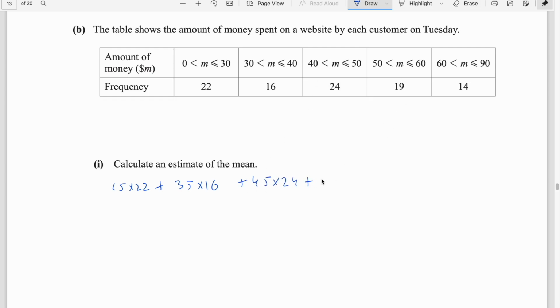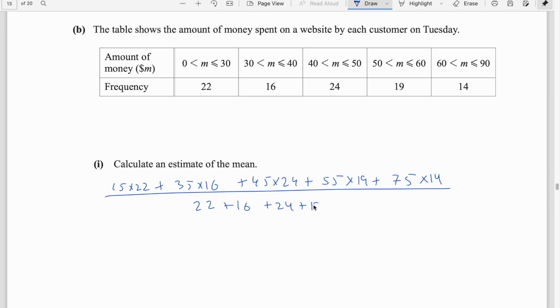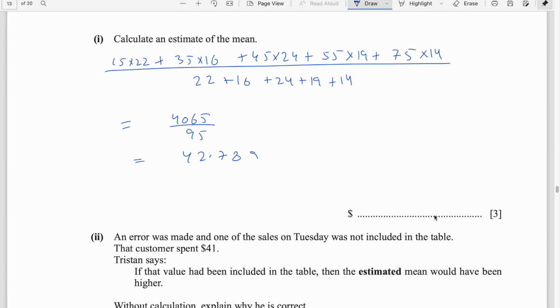plus 55 into 19 plus mid value is 75 into 14, divided by the total 22 plus 16 plus 24 plus 19 plus 14, and this is 4065 by 95, approximately 42.789, or let's say $42.8.